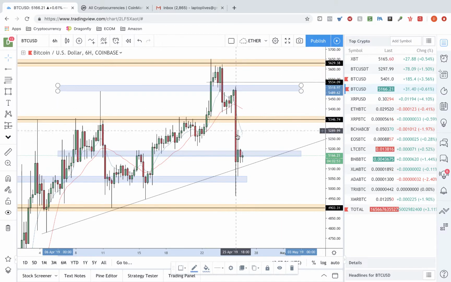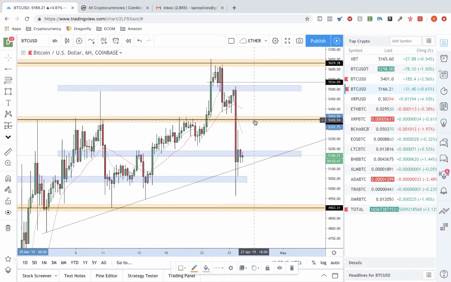You know, this is what it's telling us right now. We're looking for the same formation here. Can we come back up, touch 53.50, and look for the short? Can we melt through, come back up, look for the short around 42 or 5,200?